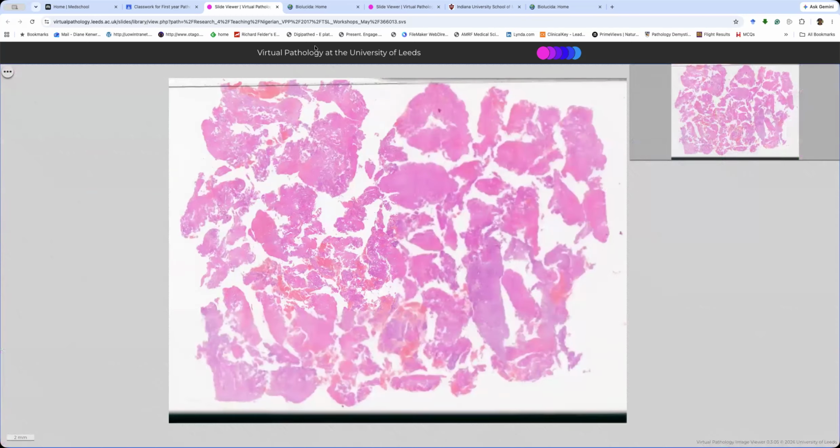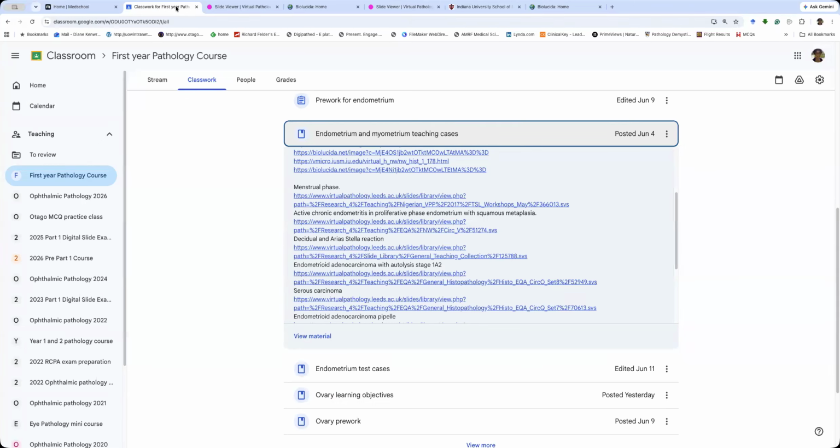All right, that is, I think, enough normal. Was that enough normal? Brief introduction to normal. Some hot tips about normal. All right. So we are now going to go here. So I've given the titles of this: active chronic endometritis in proliferative phase endometrium with squamous metaplasia.